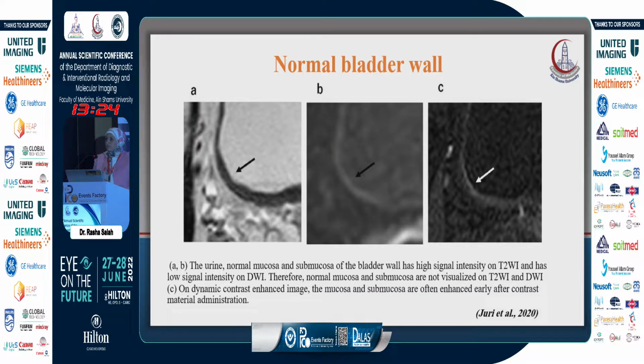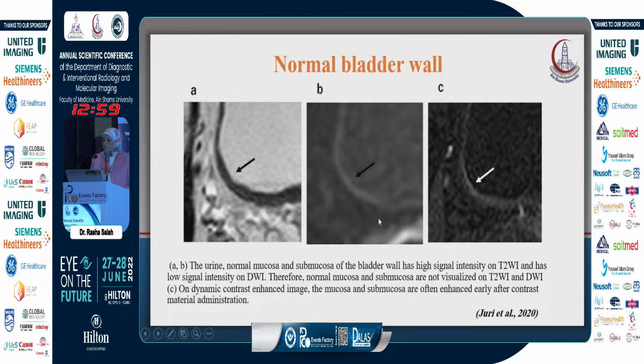Let's see how the normal MRI for the urinary bladder wall appear in the imaging. This is the T2 weighted image. We can see the muscle layer as a low signal intensity, but we can't see the mucosa or submucosa because they are of high signal, and they are normally masked by the high signal of the urine on the T2 weighted image. So normally we don't see mucosa or submucosa on the T2 weighted image.